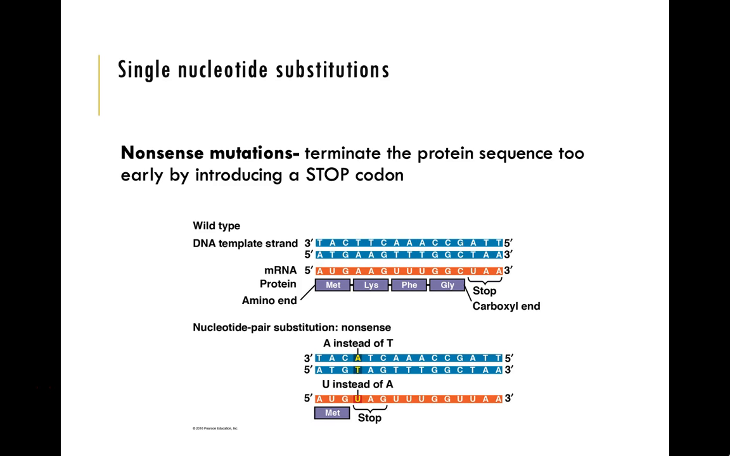With missense, you may or may not get a functional protein. In the sickle cell example, that was a missense mutation where you change the amino acid, so you still get a protein. It's just not functioning the way that you expected it to. But with nonsense, you lose part of your protein and it cannot function the correct way.